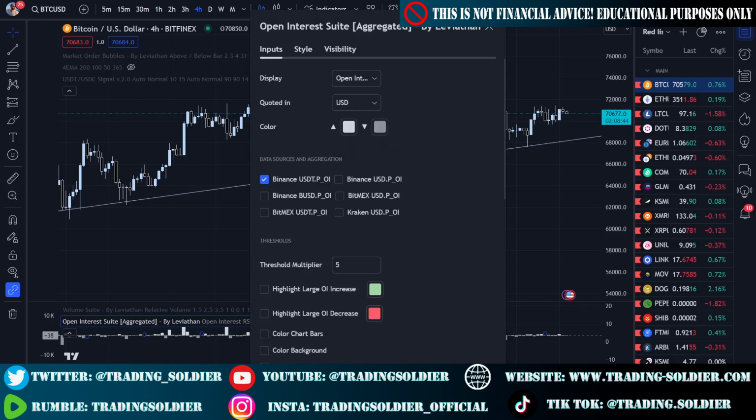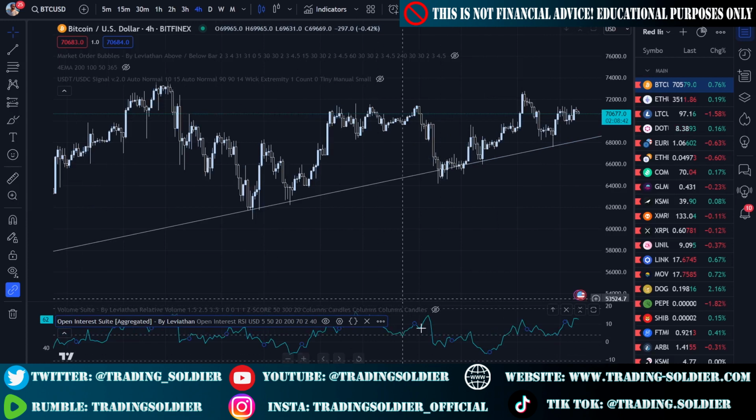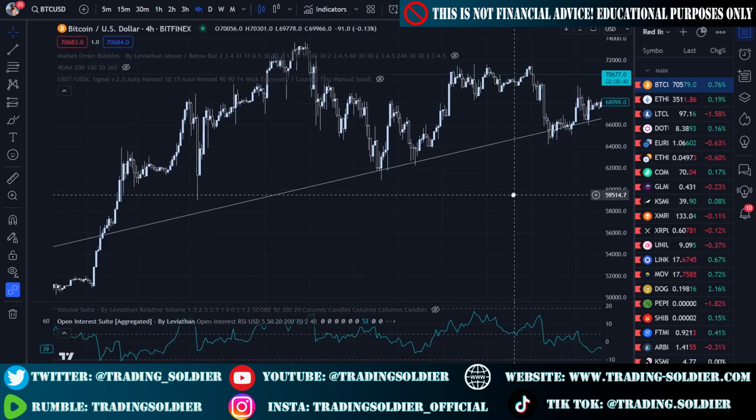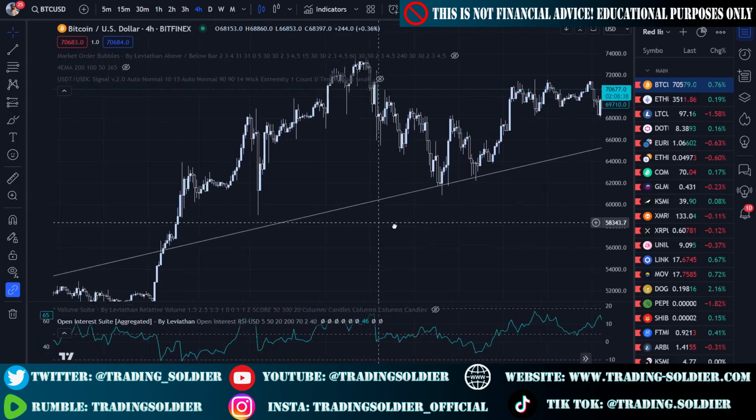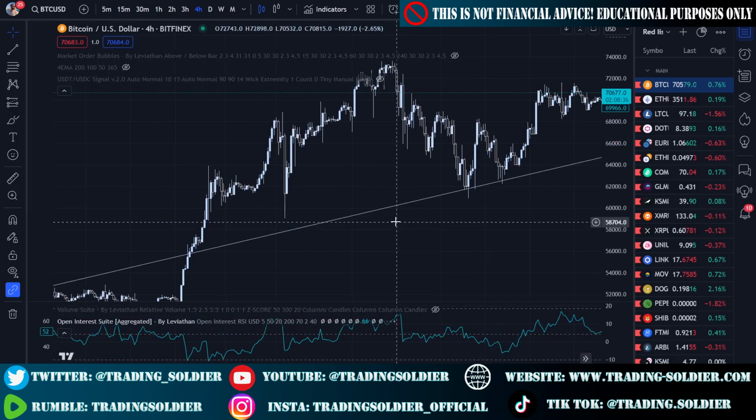So basically, the open interest RSI is an oscillator that is telling you where a lot of positions are being opened or closed, and where a lot of traders are jumping into positions or being forced to close their positions.